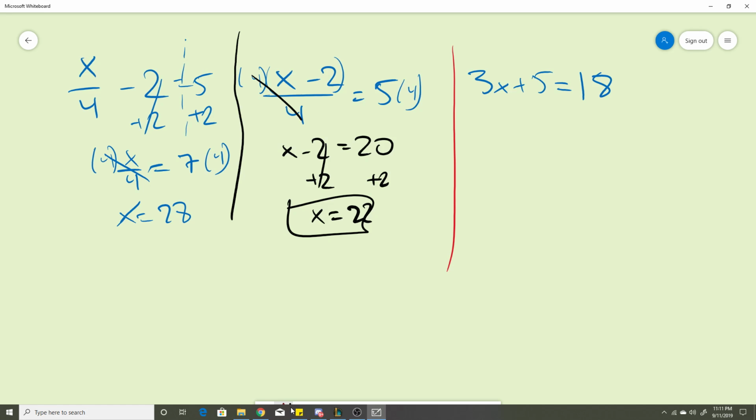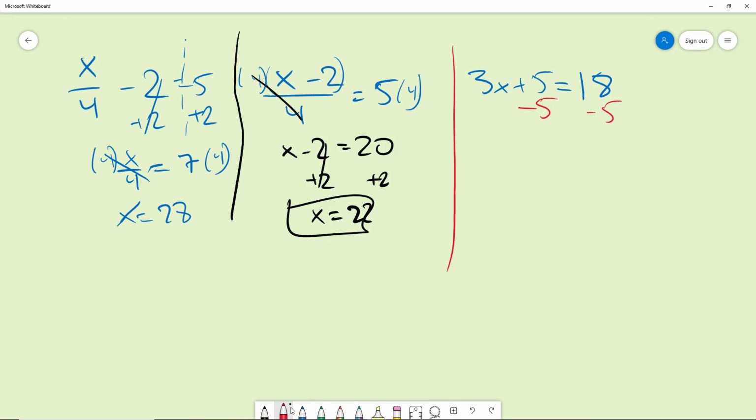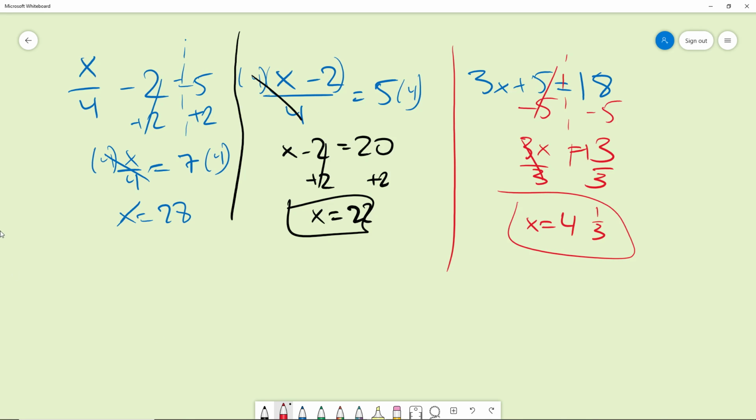What am I going to do first here? Am I going to divide by 3 or subtract 5? I'm going to subtract 5 from both sides. Make sure I'm not doing it to the wrong side. Equals 13. Then I'm going to divide out. It doesn't go in evenly. If you want to write it as a mixed number, you could do that, or if you want to leave it as 13 over 3, that's fine too. Alright, let's look at some more examples.